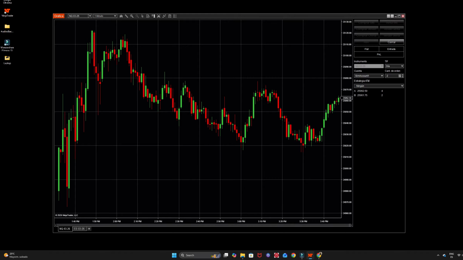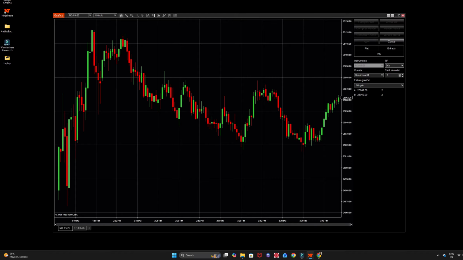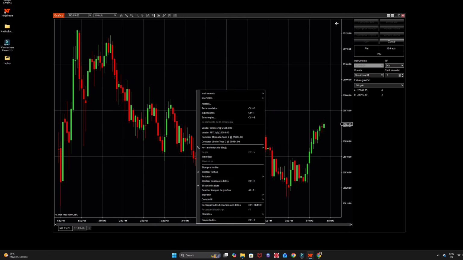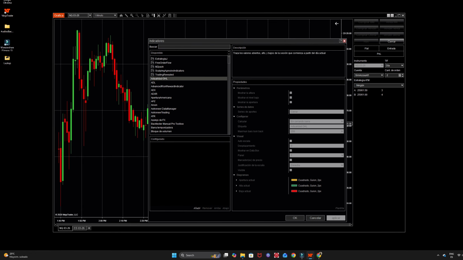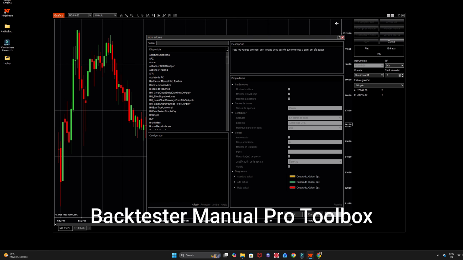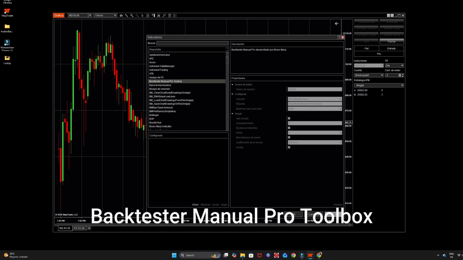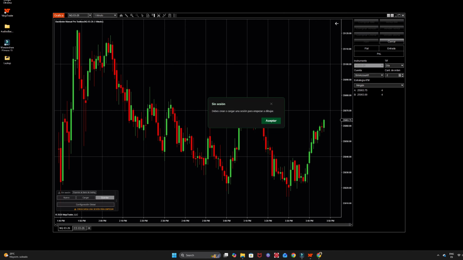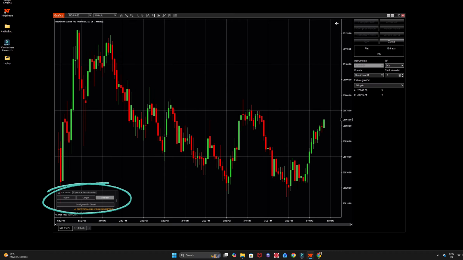The tool is very simple to use. First, go to a chart in the time frame in which you execute your trades and in which you want to do the backtesting. Within that chart, right-click and then select the Indicators option. Then look for the indicator called BACKTESTER Manual Pro Toolbox and add it only once to the chart. Finally, when it loads, you will see a simple interface with three main buttons: New, Load, and Save.